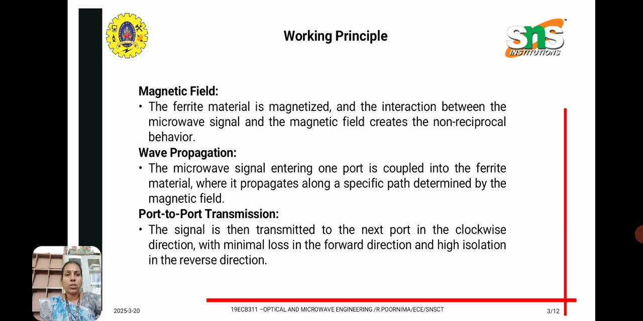And the working principle of circulators. First, the magnetic field. The ferrite magnetic material is magnetized, and the interaction between the microwave signal and the magnetic field creates the non-reciprocal behavior. And wave propagation. The microwave signal entering one port is coupled into the ferrite material while it propagates along a specific path determined by the magnetic field, and the signal is then transmitted to the next port in clockwise direction with minimal loss in the forward direction. And it also provides high isolation in the reverse direction so that only unidirectional flow is achieved.